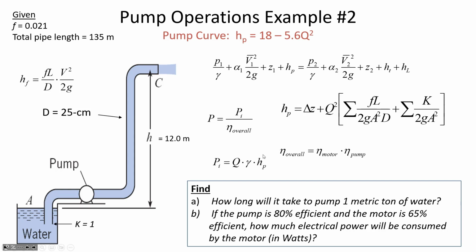And then we'll take efficiency into account. If the pump is 80% efficient and the motor is 65% efficient, we're going to need to calculate an overall efficiency and then put it into the power equation. So I guess we're going to solve for the overall efficiency and then put it into the power equation.